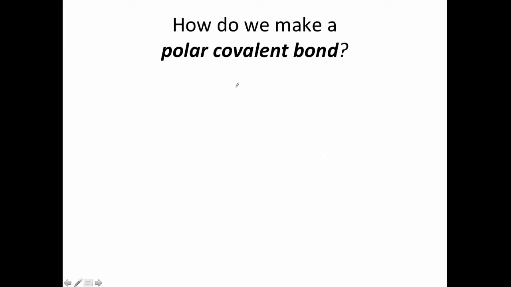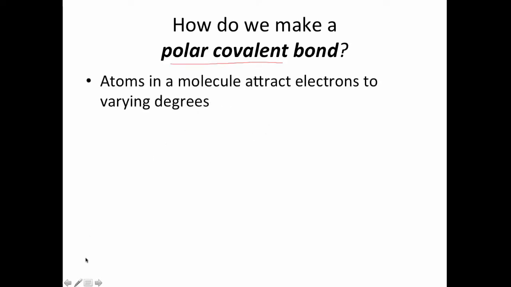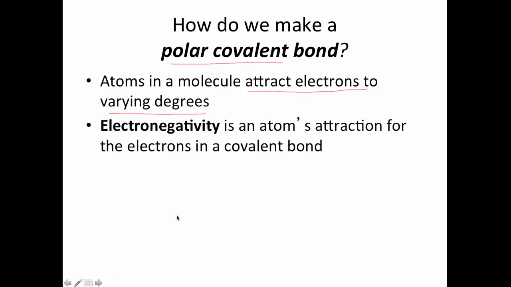Okay, so now let's get into what's called a polar covalent bond. What is that? How do you make one? First of all, it's not always a 50-50 split as far as where the electrons spend their time in a covalent bond. They can attract electrons to varying degrees, and by they, I mean the two atoms that are in the bond. We can define how strongly an atom is going to attract electrons by a word called electronegativity. That is basically how strongly it attracts electrons while it's forming a bond.